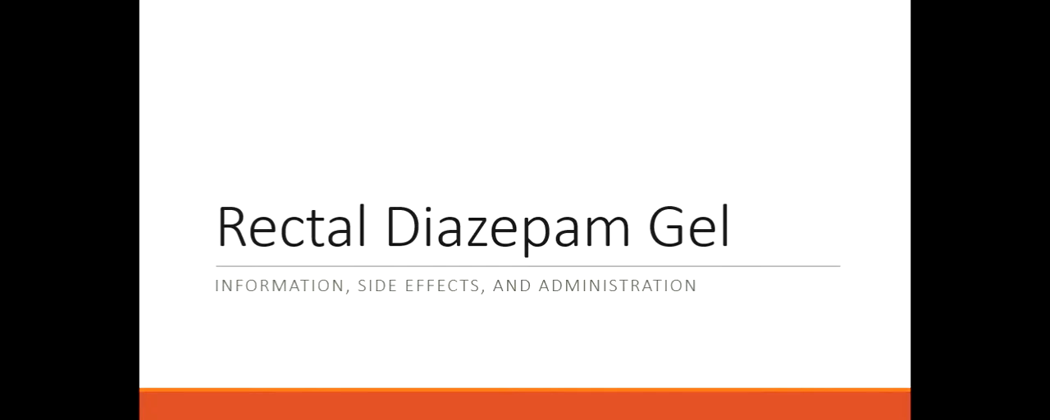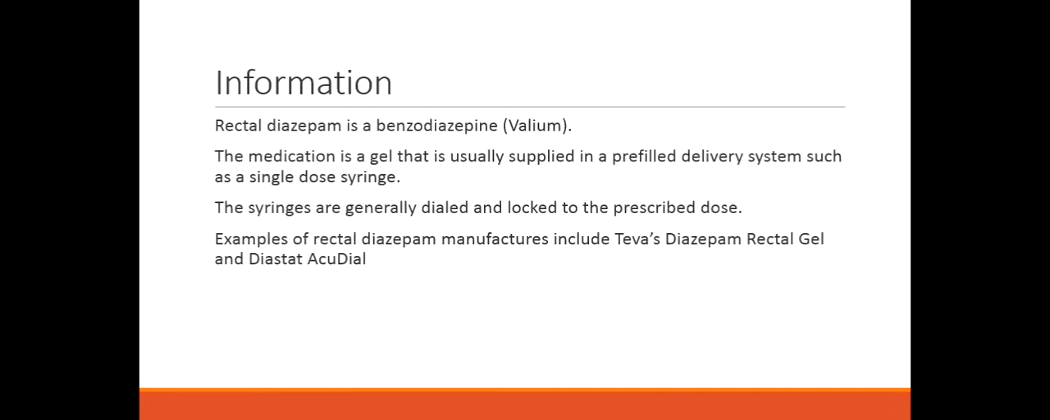Rectal diazepam gel. Information, side effects, and administration. Rectal diazepam is a benzodiazepine. The medication is a gel that is usually supplied in a pre-filled delivery system, such as a single-dose syringe. The syringes are generally dialed and locked to the prescribed dose. Examples of rectal diazepam manufacturers include Teva and Diastat.